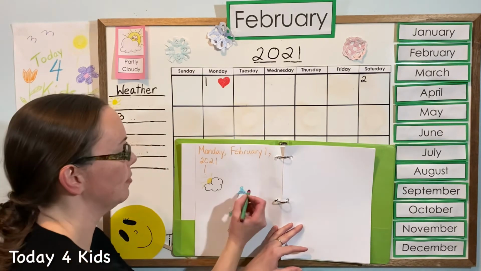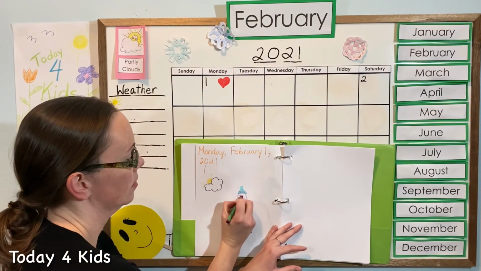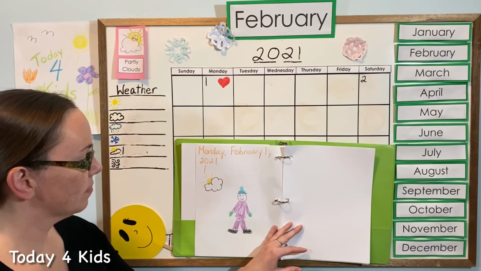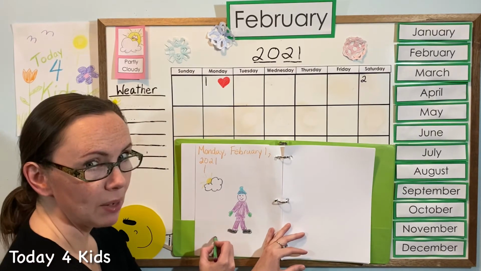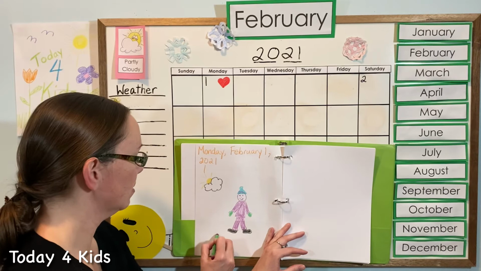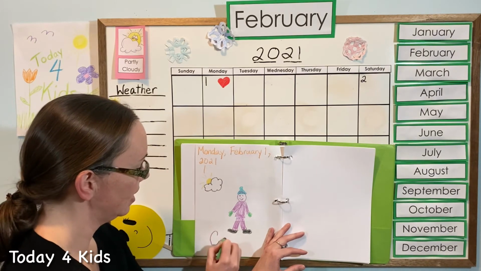I forgot to put a happy face on me. There. So I'm pretty happy. And then I'm going to put my name at the bottom so that I practice printing my name every day and everyone knows this is my picture. Capital C-E-L-Y-N-N-E.